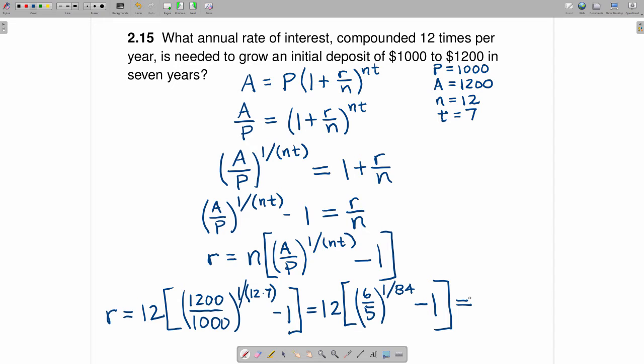Now at this point you have to get a calculator to work through this, but when you put this into a calculator it will come back with 0.026 for your value of R, and the way we usually see that advertised is that a 2.6% rate of interest will grow the $1,000 to $1,200 in 7 years if it is compounded 12 times a year. So this could be put into a certificate of deposit, and if the interest paid every month was 2.6%, it would grow to $1,200.